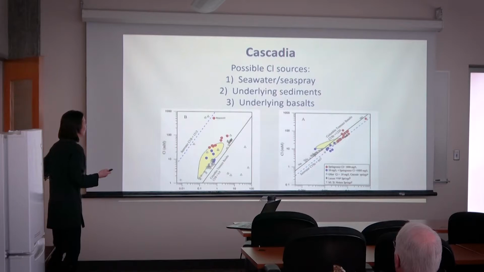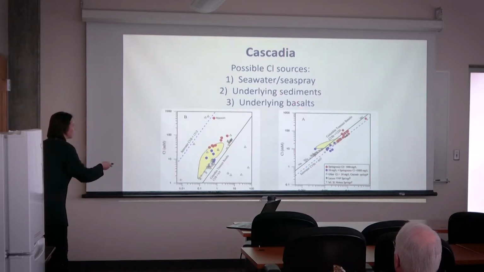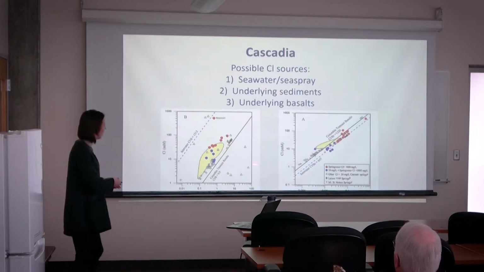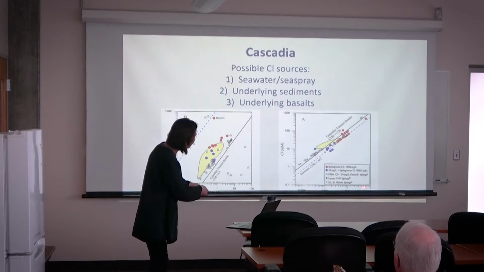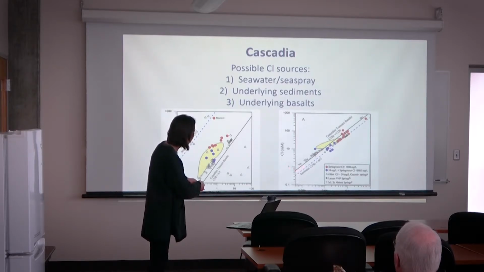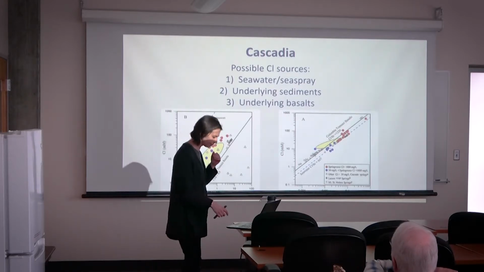And so we started to think about these underlying basalts. The data aligns pretty closely with the basalts in terms of chlorine over boron. This is bromine right here, same thing. If you look at chlorine over bromine, they seem to match well with the basalts.